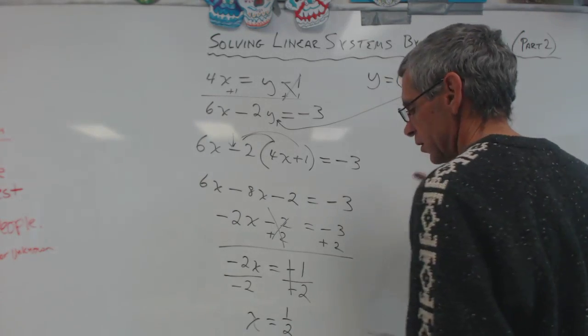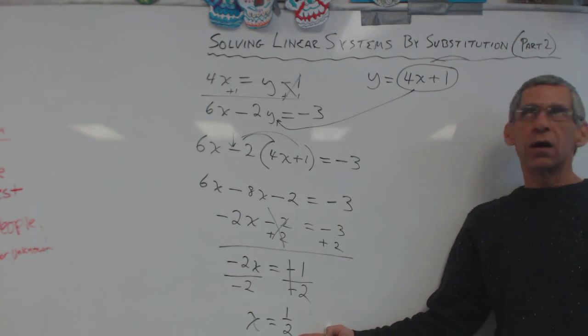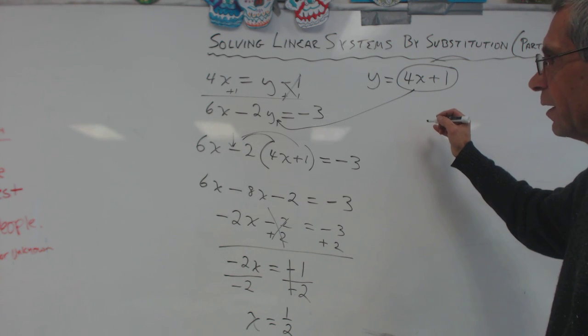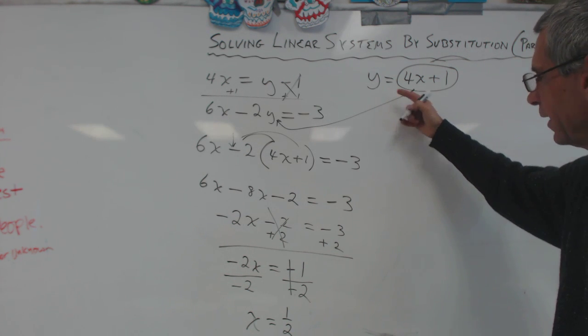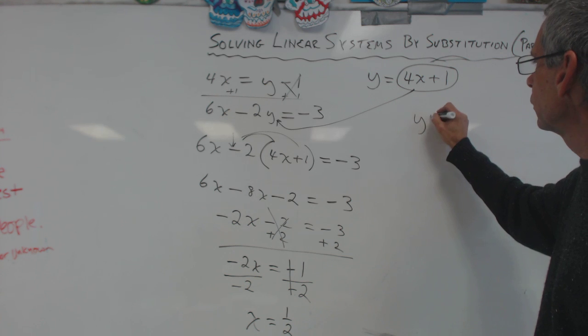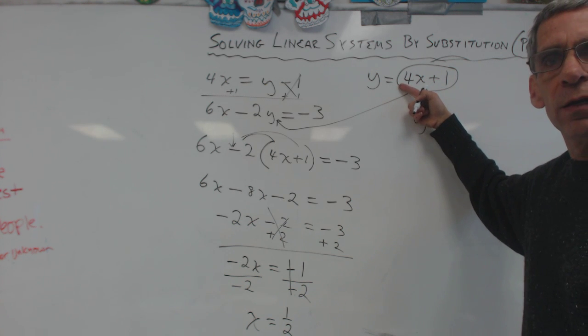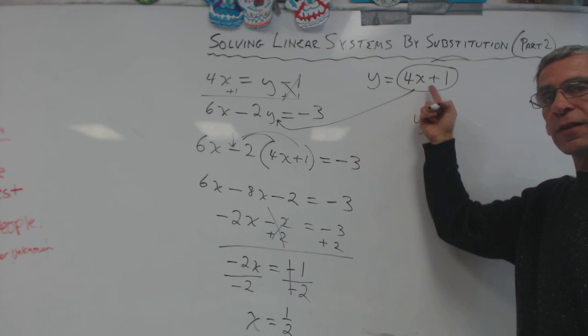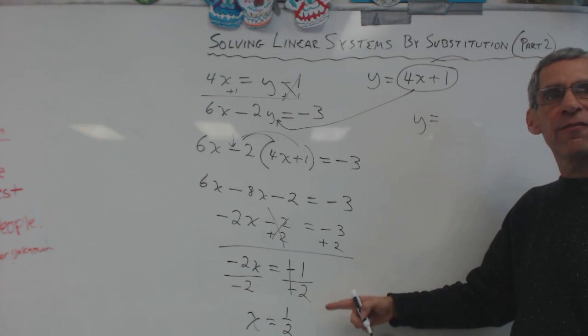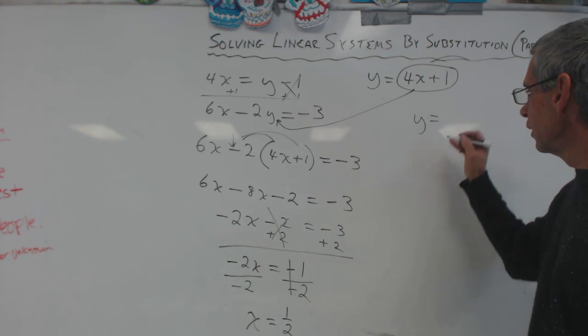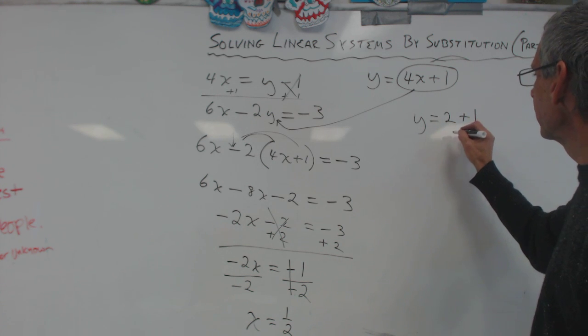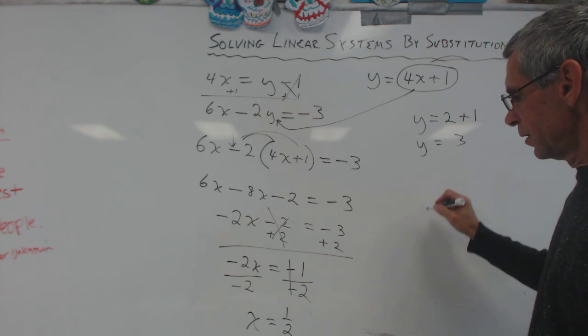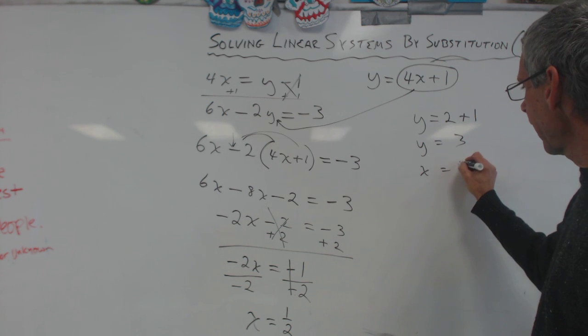Now, doggone it, we have a fraction. So now I've got to find out what y is equal to. y is equal to 4x plus 1. What is half of 4? 2. So y is 2 plus 1, so y is equal to 3. And then x is equal to 1/2.